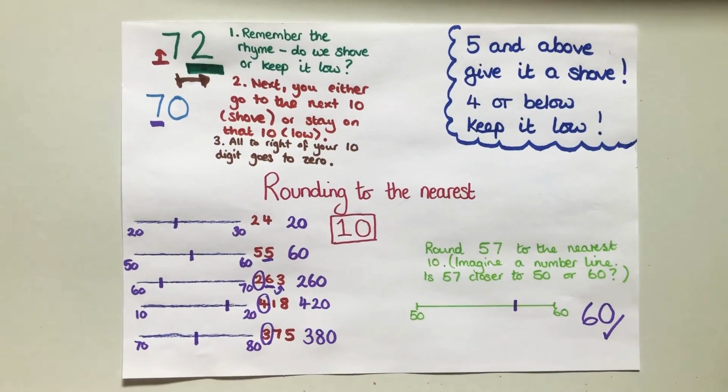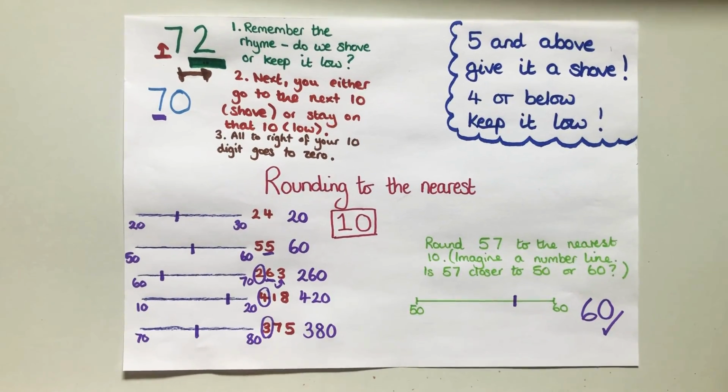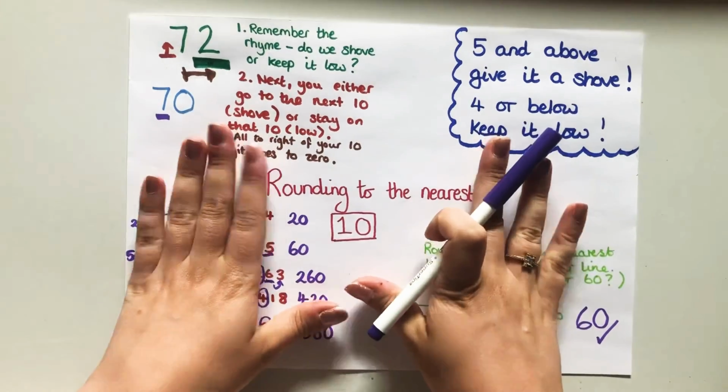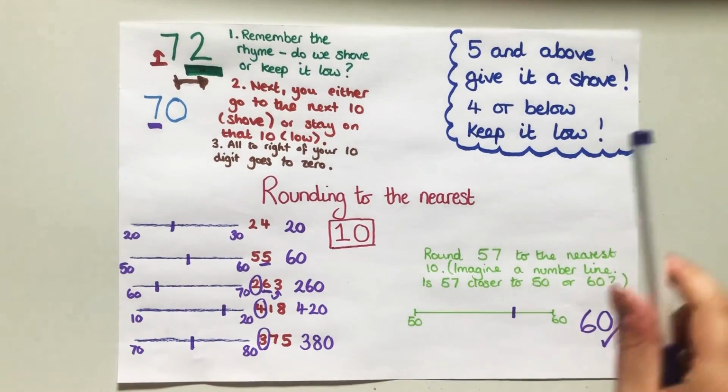That is our little overview of rounding to the nearest 10. Next up, it'll be rounding to the nearest 100 and then to the nearest 1,000. But if you have these steps here, you should be absolutely fine to move on to that.